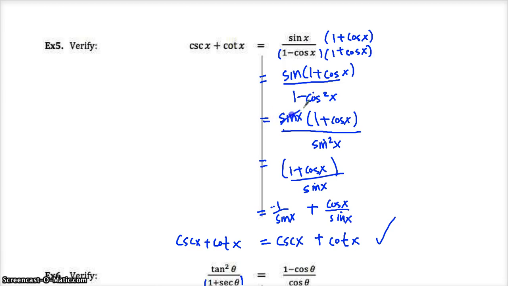Then I can cancel a sine with a sine squared, so it becomes 1 plus cosine over sine. Now we do our little rabbit ears or our butterfly, and we put 1 over sine plus cosine over sine. Well, 1 over sine is cosecant, and cosine over sine is cotangent. We've proved the left-hand side equals the right-hand side, so we are in fact done.